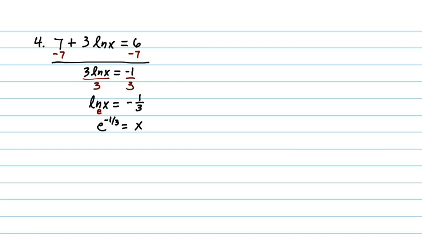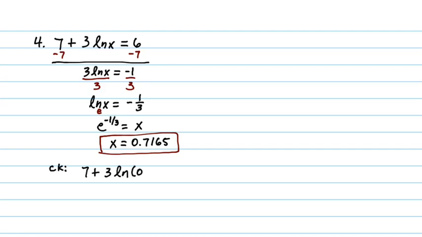And now you just need to put that into your calculator. Be careful to use your exponent button, the caret symbol, and -1 divided by 3 in parentheses, particularly if you're using a TI-83. So you should get about 0.7165. And again, this is quite easy to check. If you plug this into your calculator, you should get that it equals 6. So you can verify that if you'd like. You certainly should be able to do that. Number 5.